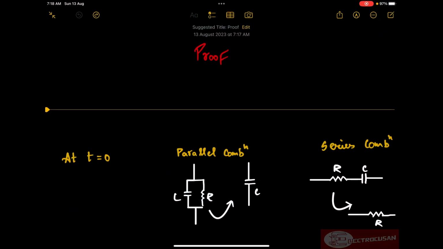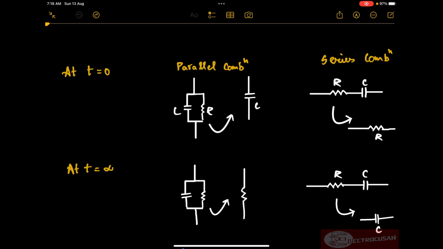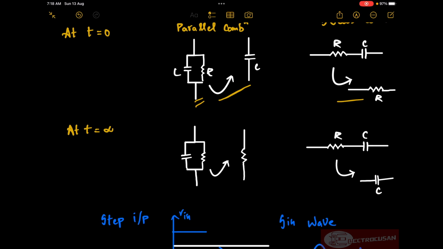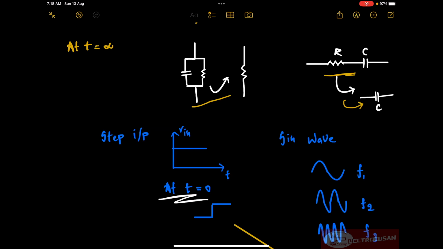In the previous video, I discussed an alternative approach for some of the questions there. Now I will be discussing the proof of that alternative approach. So what I said was that at t equal to 0, if there is a parallel combination of capacitance and resistance, we can consider it to be a single capacitance, and in case of series combination, you can consider it to be a single resistance. And at t equal to infinity, you can consider the parallel combination as a single resistance and the series combination as a single capacitance. We'll look into that proof in some time.